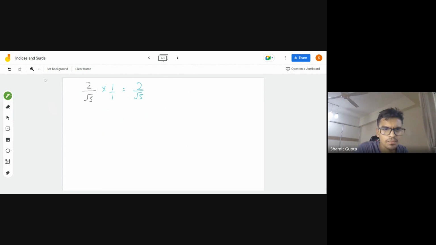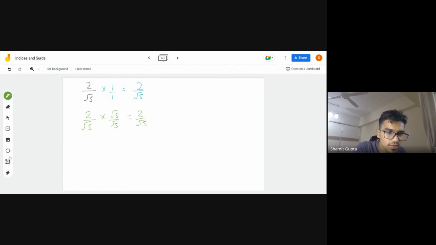So you use a similar approach, but be a bit smarter. You can multiply this with square root of 5 over square root of 5. This is still 1 over 1. Any number divided by itself is just 1. You'll be like, this is root 5 over root 5. No, the point is this is just 1. Anything multiplied by 1 is itself, right? So 2 over square root of 5 multiplied by 1 is also 2 over square root of 5.